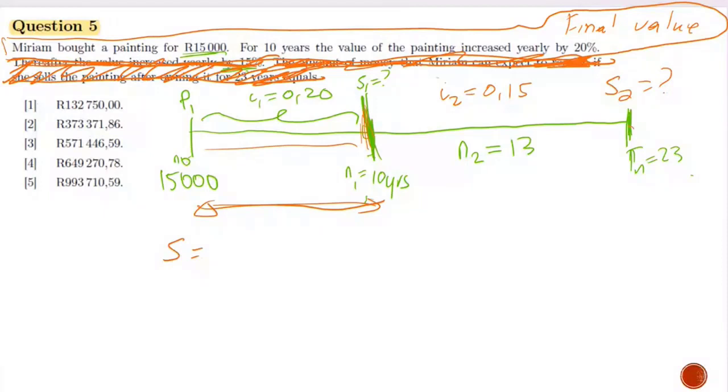Let's read the question. Yeah, 15,000. That is your present value. We are happy with that. We don't have a problem with that. This thing ran for 10 years. These are the 10 years. Within this 10-year period, it is increasing yearly, every year interest increases by 20%.